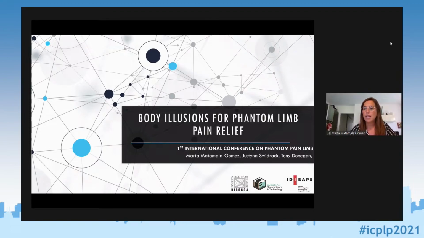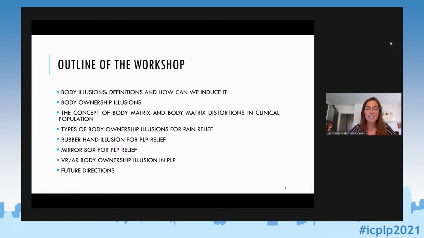And the three of us have experience in using these virtual body ownership illusions in clinical applications, and especially in patients suffering from chronic pain. So we thought that it could be an interesting idea to make this workshop for this conference. So here is an outline of the workshop.